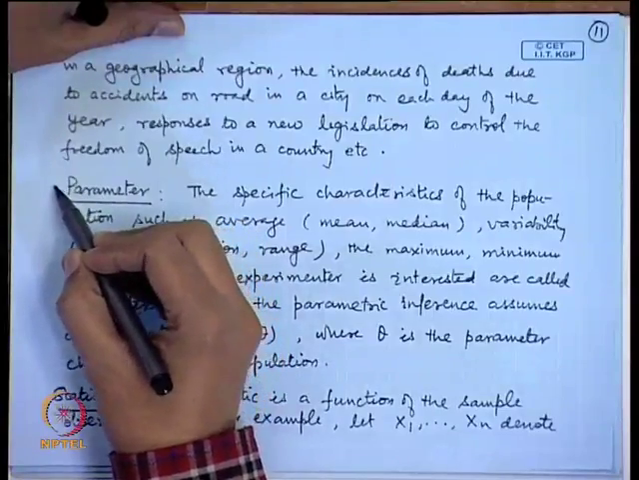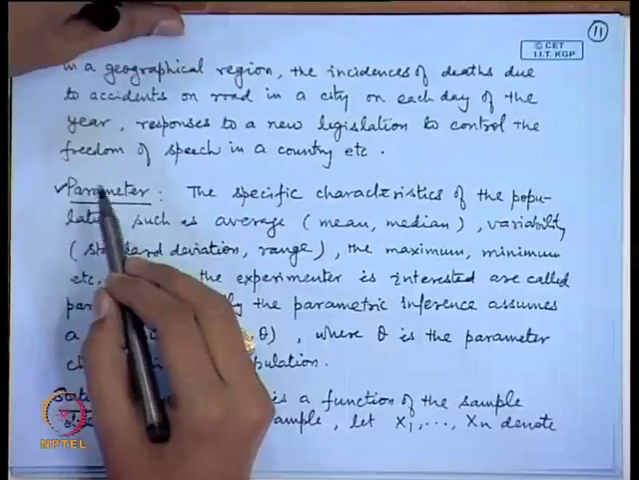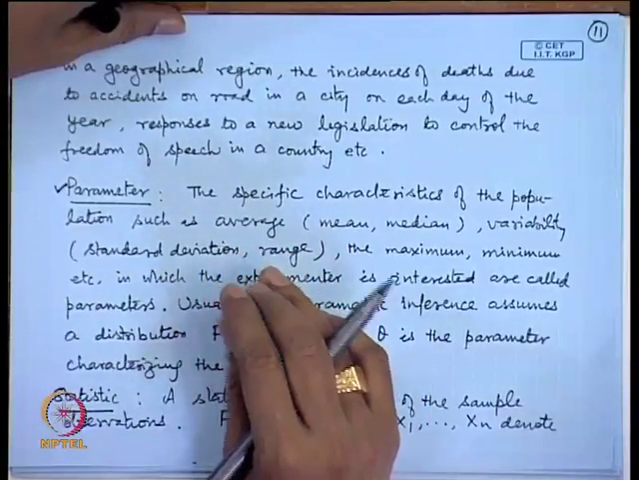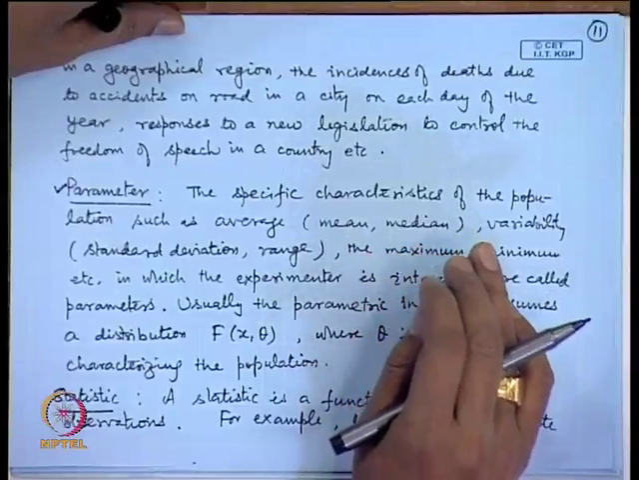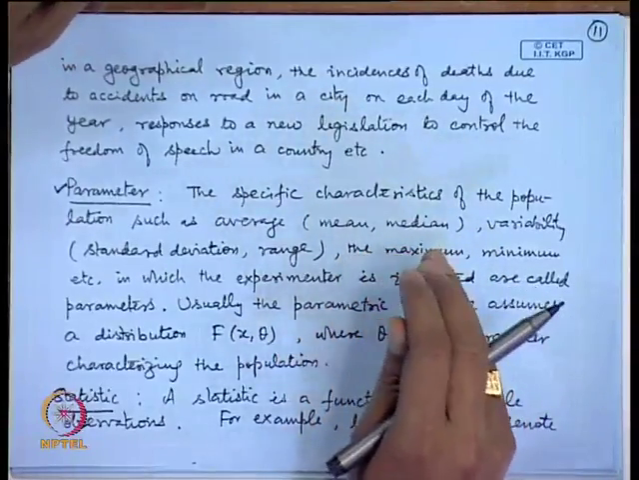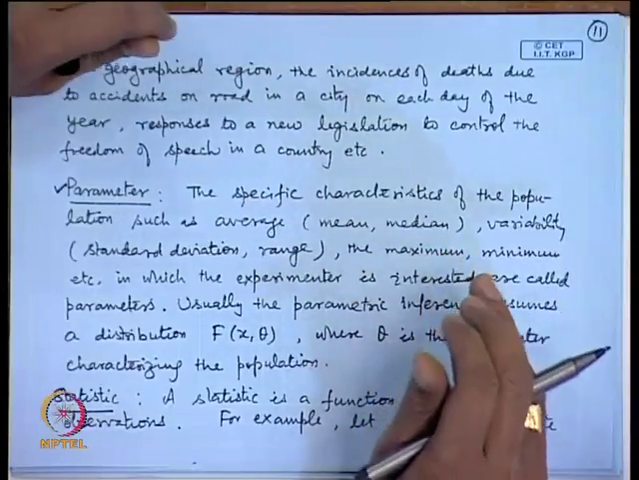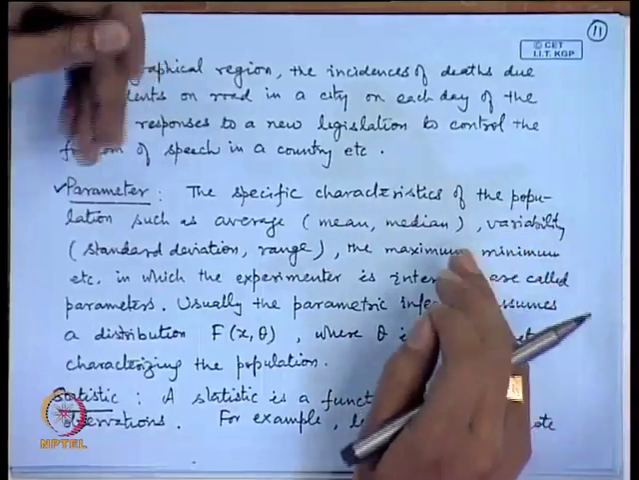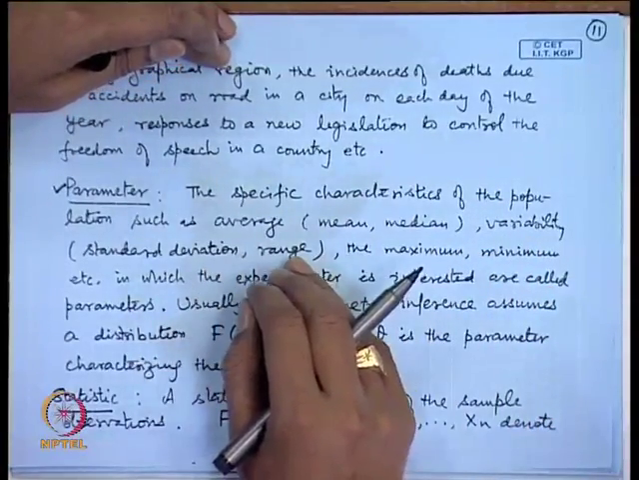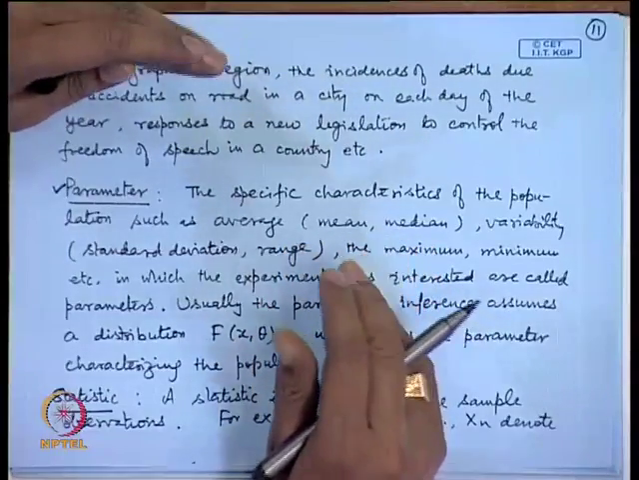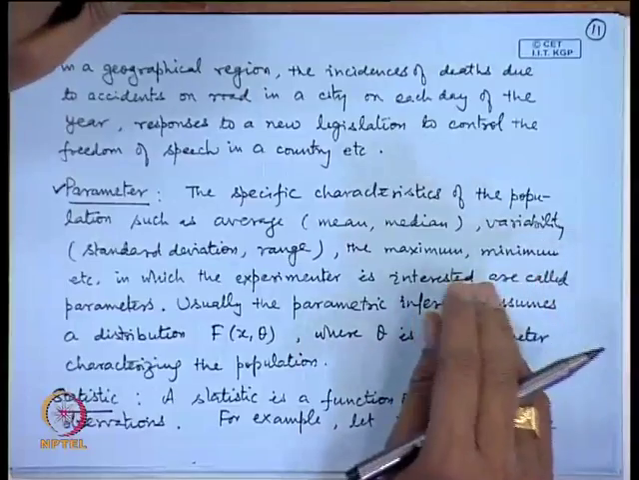Once we have identified a population of our interest, the next key term is parameter. I have been using this term repeatedly beforehand, but what is the proper meaning of the parameter? The specific characteristics of the population, such as the average, for example the mean, median, mode, arithmetic mean, harmonic mean, etcetera, or a characteristic which determines the variability, such as standard deviation or range. Suppose it is determining whether the population is symmetric or not, maximum value, minimum value, etcetera. So, whatever the characteristics in which the experimenter is interested, the characteristics which are related to the population are called the parameters.